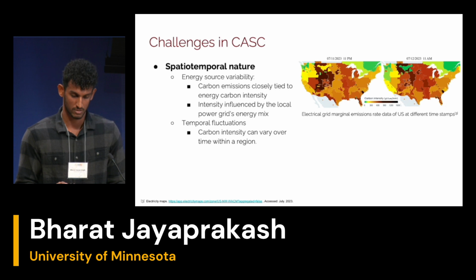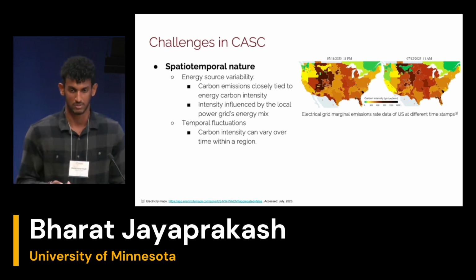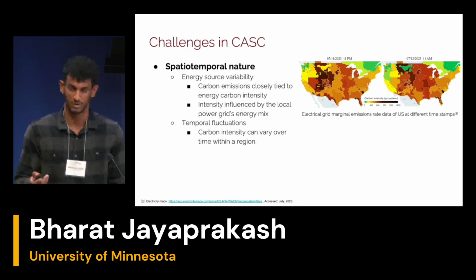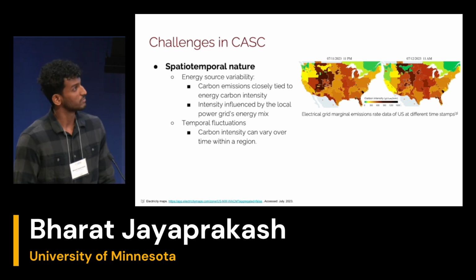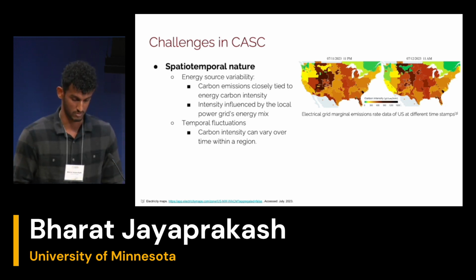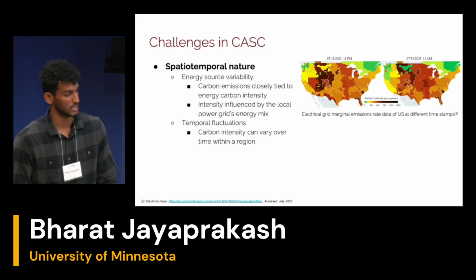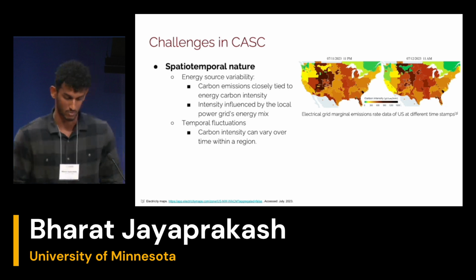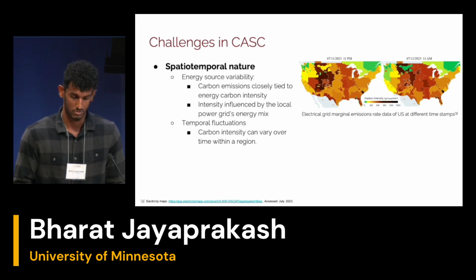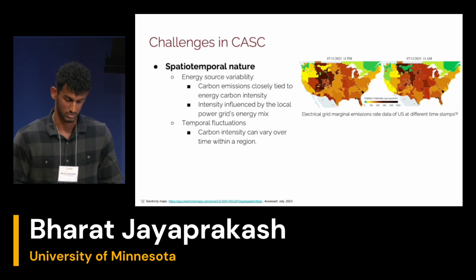And why does it vary? Because you can have varying access to renewable sources throughout the 24 hours of the day. And that is pretty much what this figure on the right illustrates. So you see two different maps of the United States that represent the carbon intensities of pretty much all the major power grids across the country.